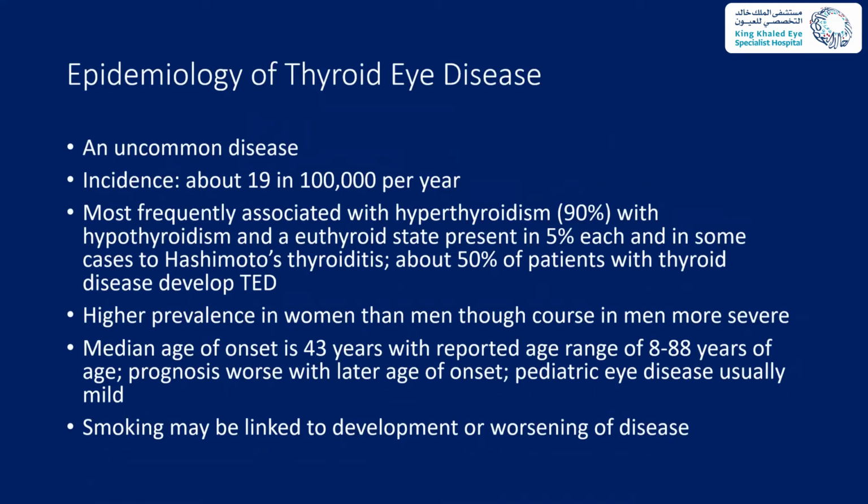There's a higher prevalence in women than men, though the course in men tends to be more severe. And the median age of onset is 43 years, with a reported age range of 8 to 88 years of age. The prognosis tends to be worse with a later age of onset, and pediatric eye disease relative to adults is usually milder. Smoking is the most consistent environmental risk factor related to thyroid eye disease.